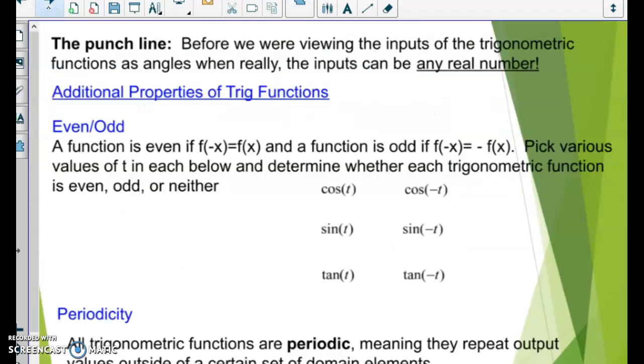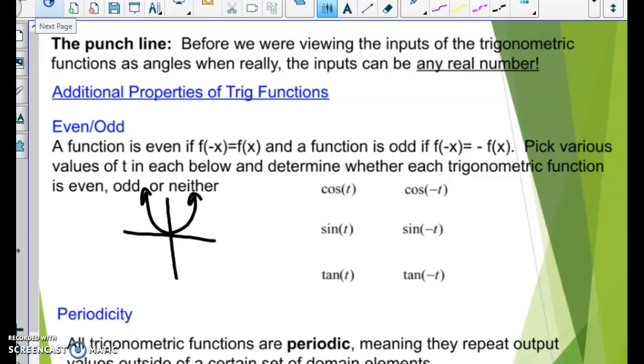So, before we were viewing the inputs of trigonometric functions as angles, when really the inputs can be any real number. So let's talk about some additional properties of trig functions. A function is even if you can put a negative x into your function and it returns the original. Let's think about this. The simplest even function that we know of is y equals x squared. And if we put a negative value in there, the squaring would make it the same.